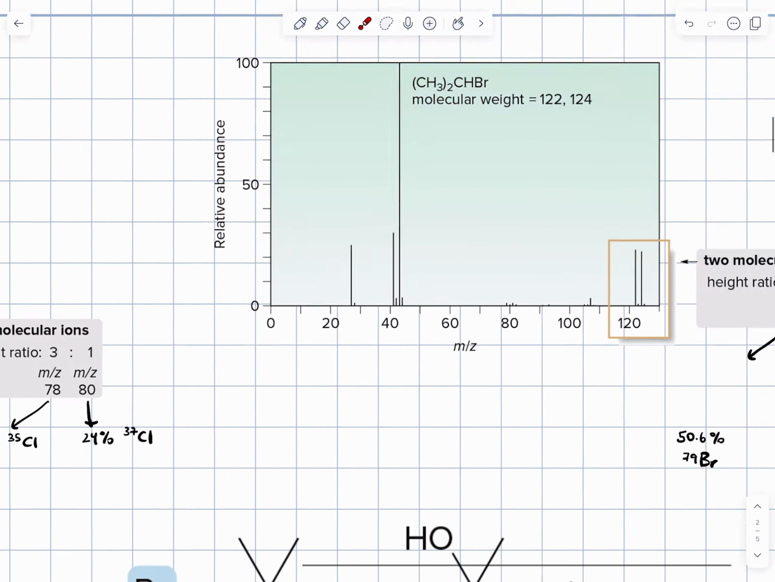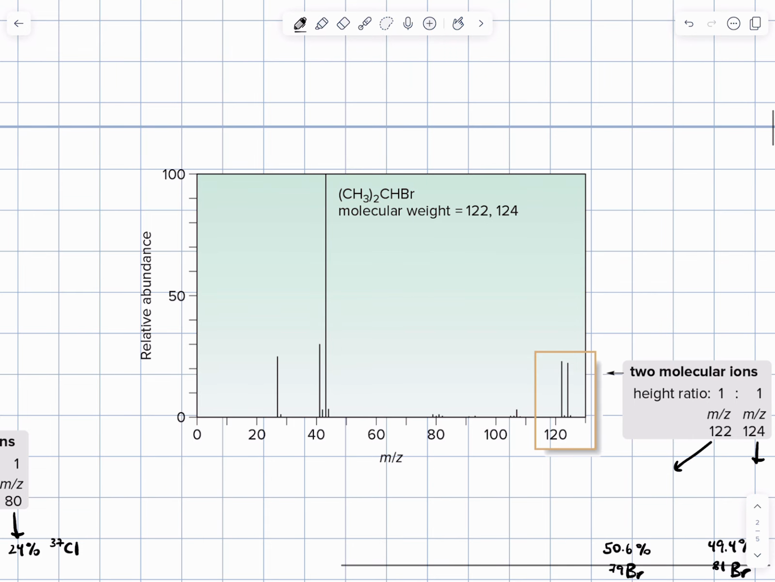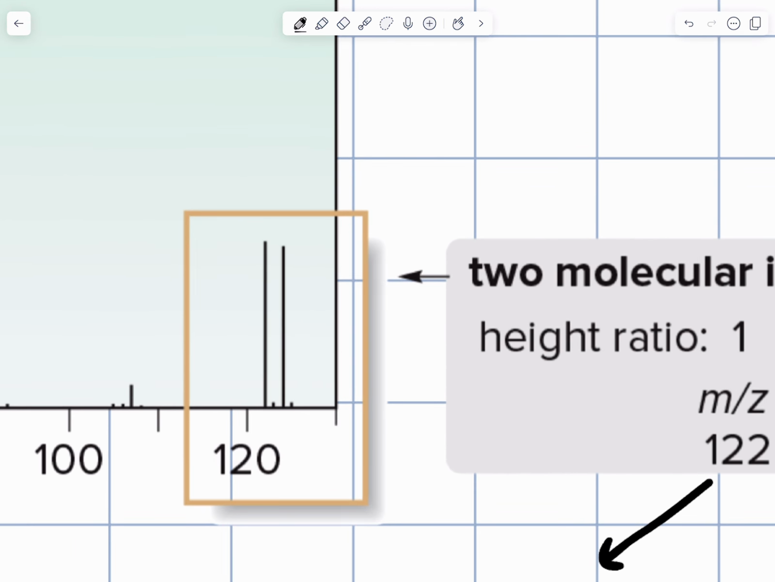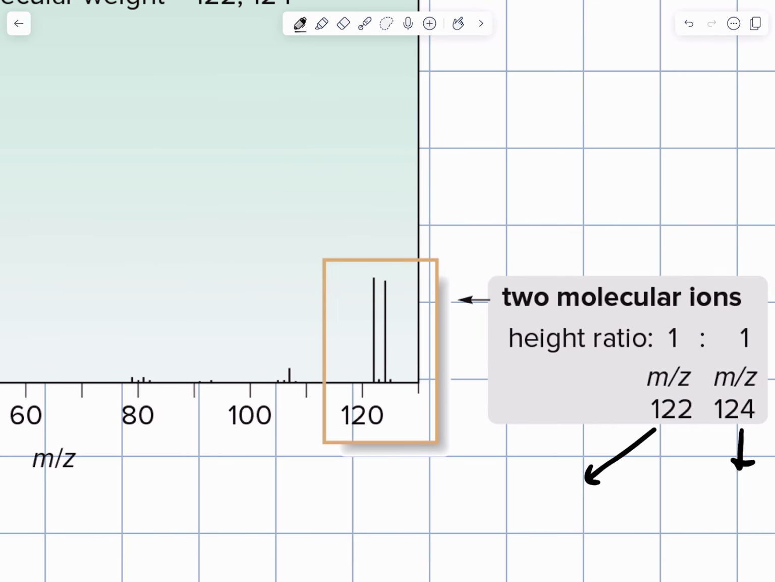Okay, let's look at a bromine molecule. This is sort of the same molecule, but with bromine instead of chlorine. And again, if you zoom in on the highest molecular weight group of peaks, you see two peaks in a 1-to-1 ratio. This is the molecular ion peak. This is M+2. The fact that they're in a 1-to-1 ratio tells you there's probably bromine there. There's nothing else that does that. There's nothing else that gives you an M+2 that's the same height. Okay, questions about that? Yeah, go ahead.